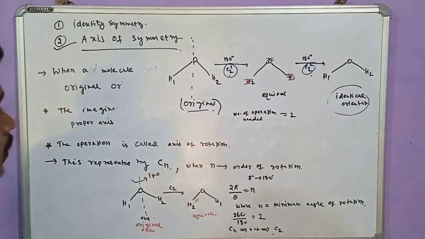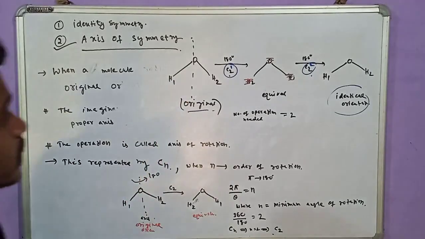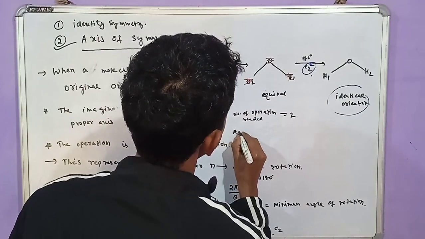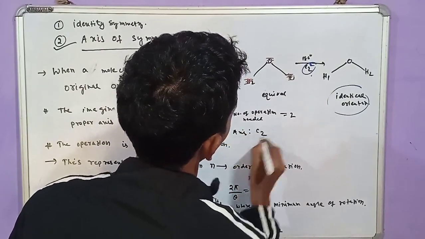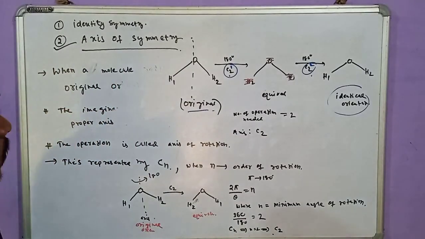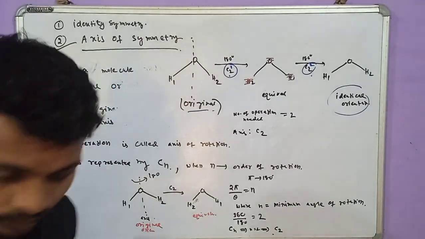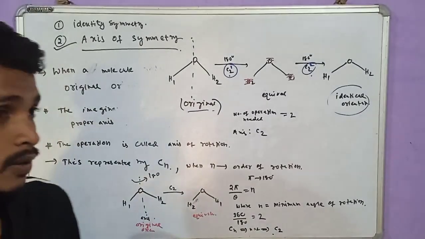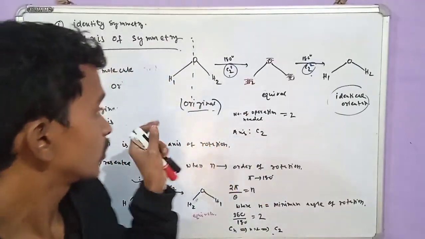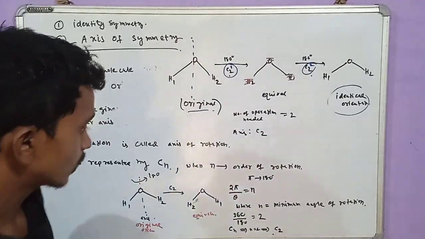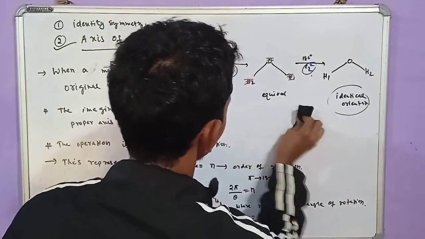Okay, so here which axis is present? C2 is present, and no other axis is present, only C2. Although planes are present, that we will discuss later when we discuss planes. For now we are discussing only axes, so the axis is only C2. Okay, let's take another example.